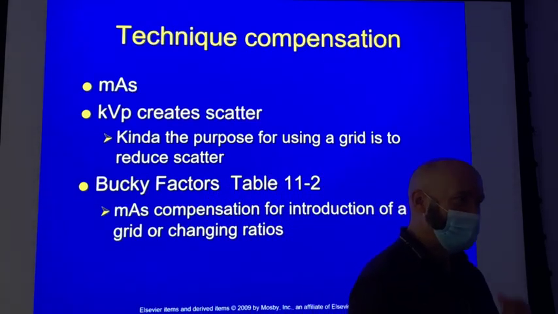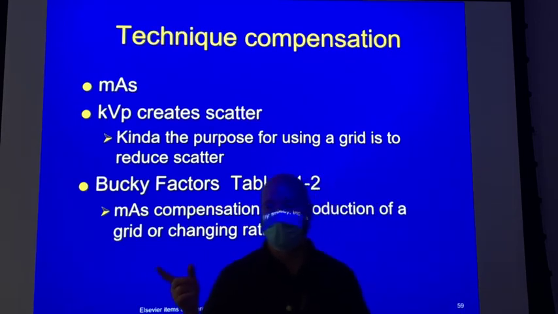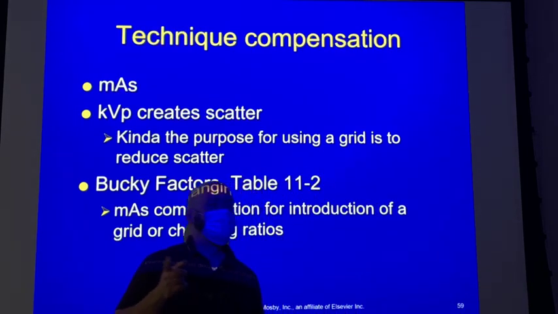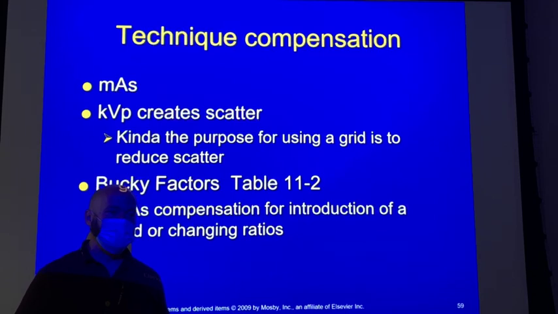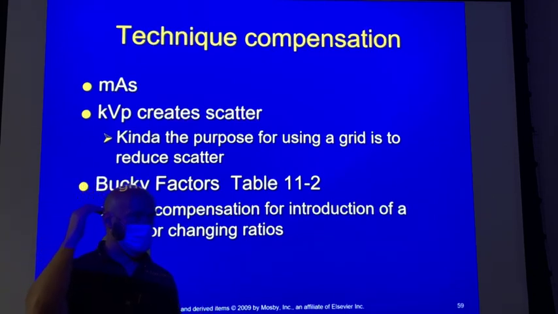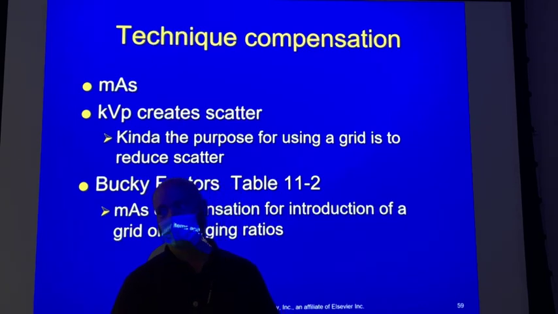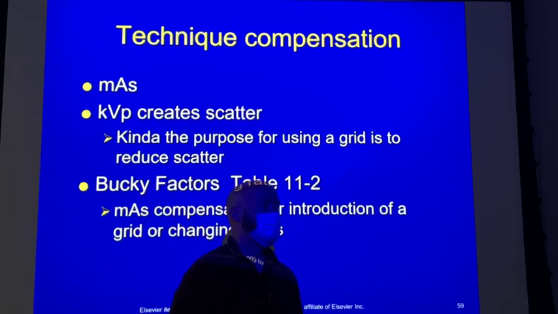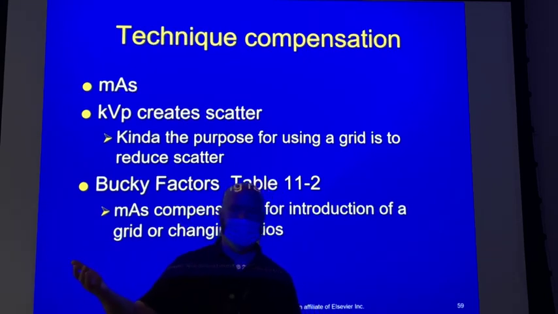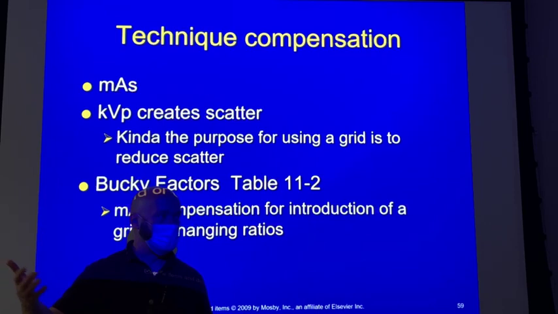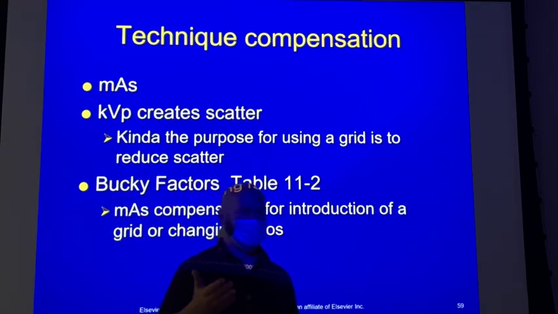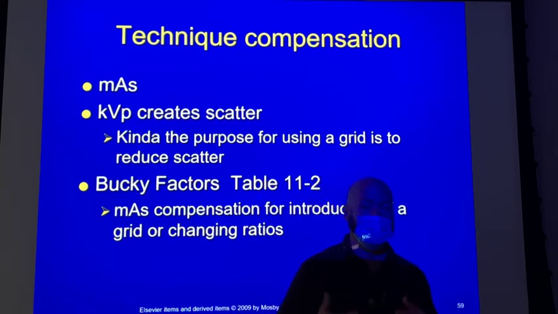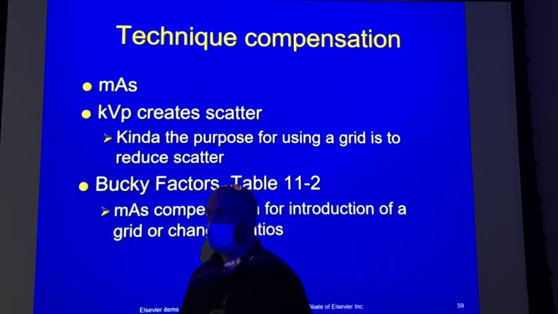Since the effectiveness of the grid goes up with an increase in KVP, is that going to totally negate the benefits of using a high KVP low mass technique? No, it's not. Your dose to the patient is going to go up as you use the higher KVP, but it's not going to go up as much as using the low KVP high mass technique. Does that make sense? Your dose is still going to go up with the higher KVP using the grid, but it's not going to be as dramatic.